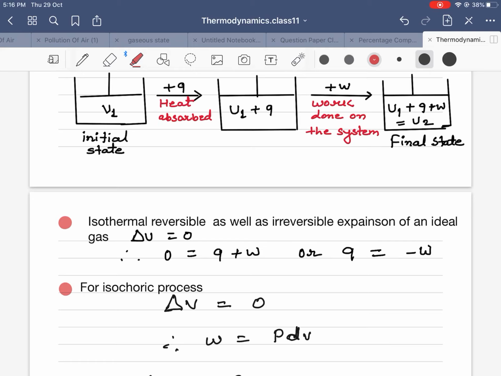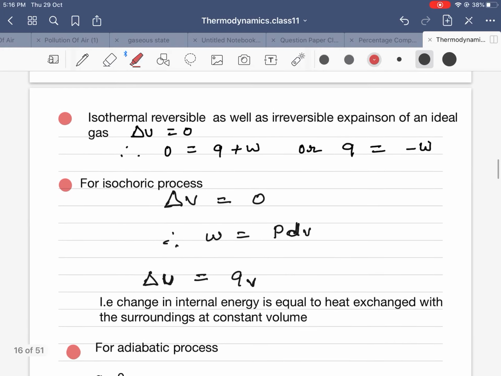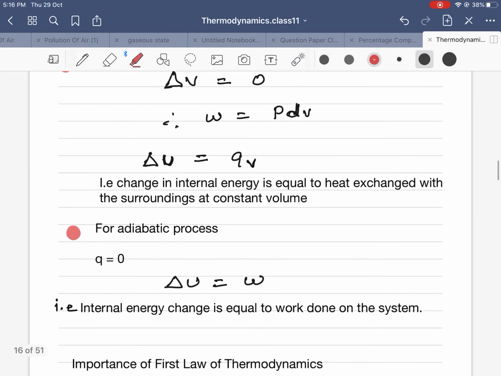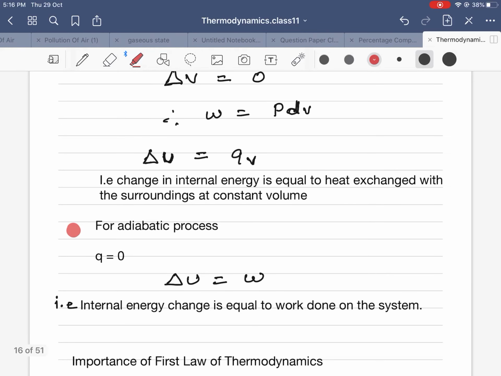And during an isochoric process, delta V is equal to 0 and W is equal to P dV, and delta U is equal to QV. That means change in internal energy is equal to heat exchange with the surroundings at constant volume. And for an adiabatic process, Q is equal to 0, delta U is equal to W. That means internal energy change is equal to work done on the system.